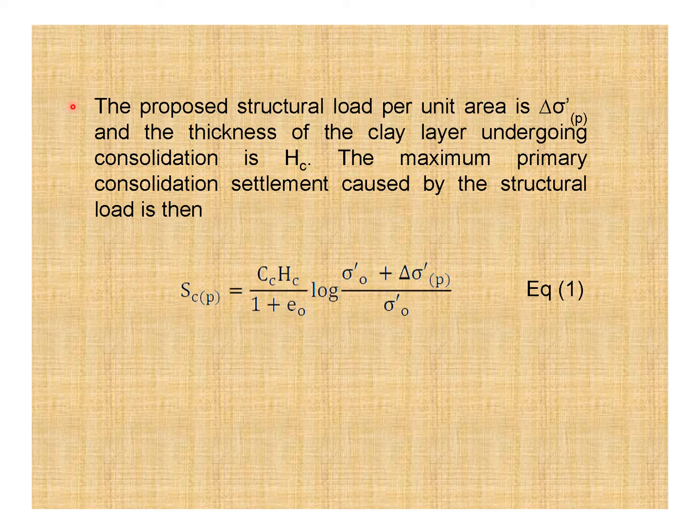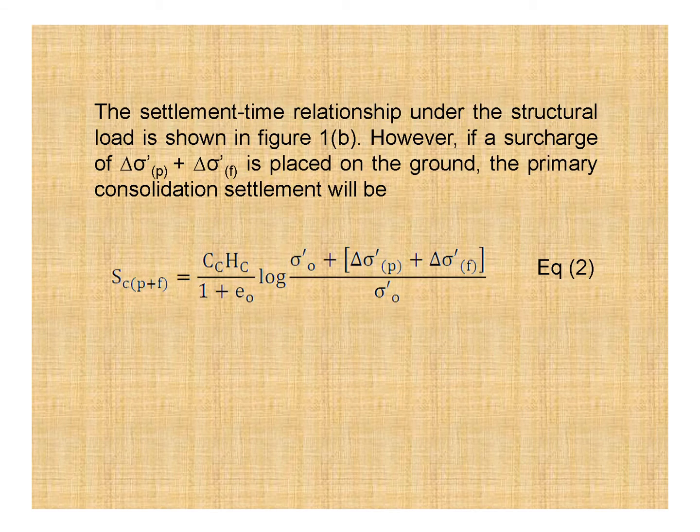The proposed structural load per unit area is delta sigma dash p, as I explained on the previous slide, and the thickness of the clay layer undergoing consolidation is H sub c. The maximum primary consolidation settlement caused by the structural load can then be determined by using equation number 1. The settlement-time relationship under the structural load is shown in figure 1b.